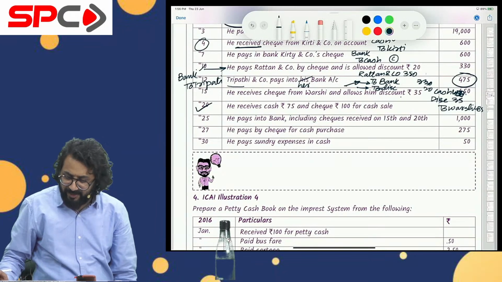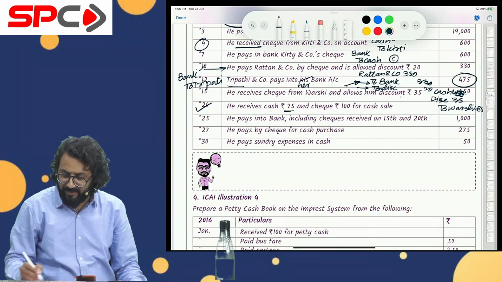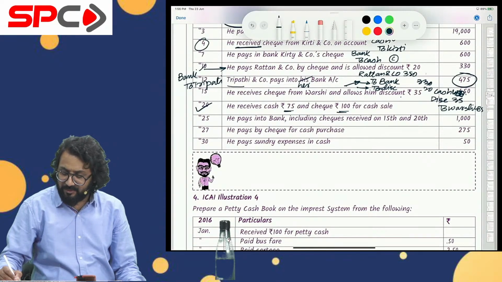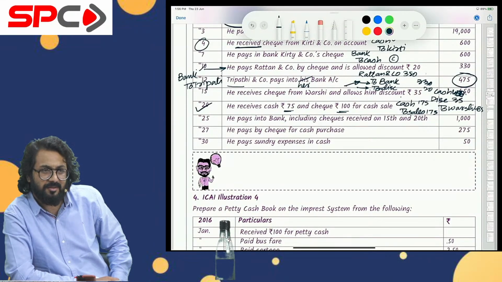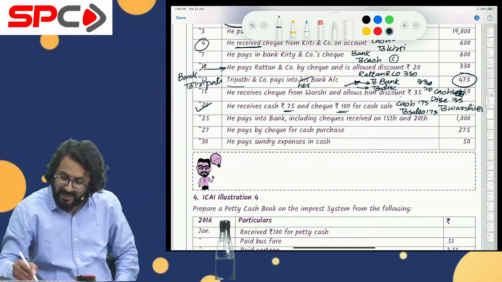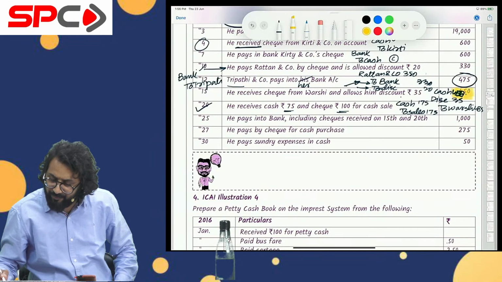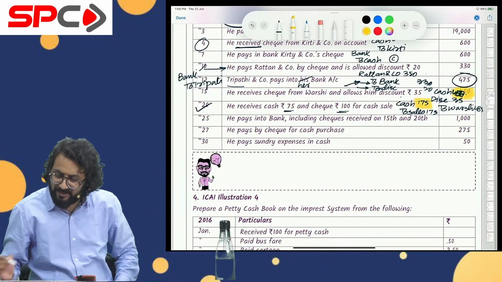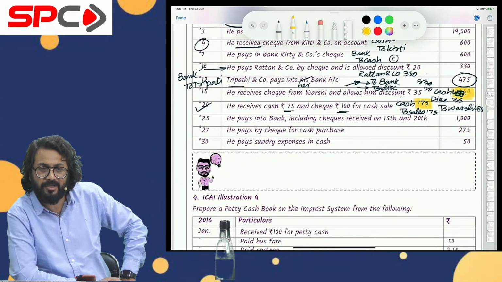He receives cash 75 and check 100 for cash sale. So he received what? Cash of 75 and check of 100 for cash sale. So can I not make an entry cash to sales 175? Can somebody tell me why I am writing down the word cash? Because check is also treated as cash. So if you see, I received a check from Varsi, and it was how much? 450. And I received cash from sale of what?